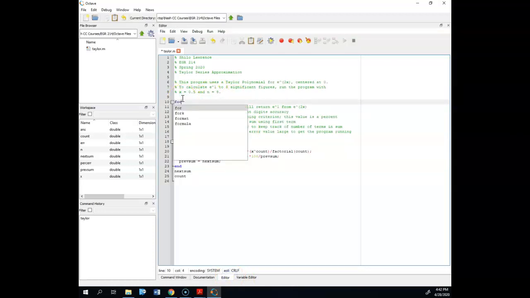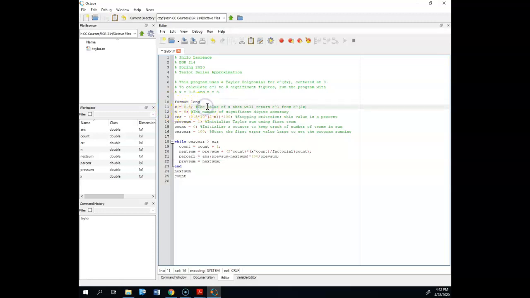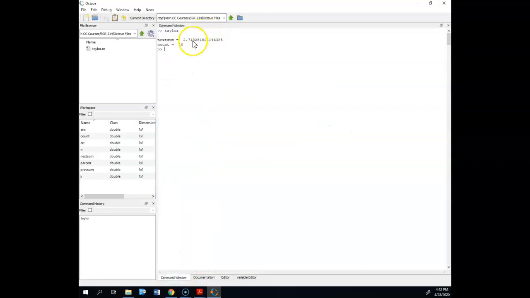If you didn't get a number with that many decimal places, what you need to do is add one more line at the top of your program and tell it to format long. Most likely, you might just be showing 4 decimals here, and it would be impossible for us to convince somebody that we're accurate to 8 decimal places if we only show them 4. So format long will actually show 15 decimal places.